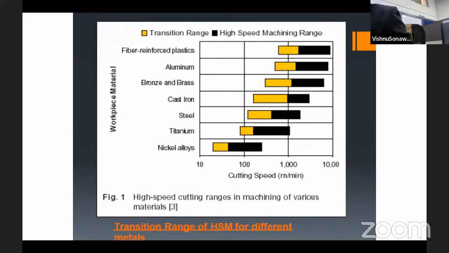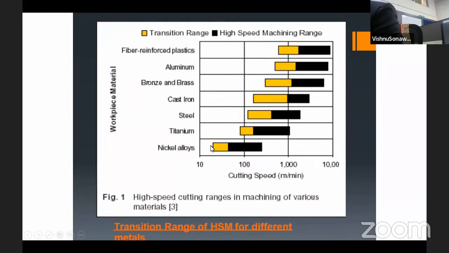But in high-speed machining, here we can see the various types of workpiece material. We can do high-speed turning, high-speed milling, or high-speed broaching machines. Here in the x-axis is the cutting speed in meter per minute, and in the y-axis are the various types of workpiece material. These are the transition range and the high-speed range.